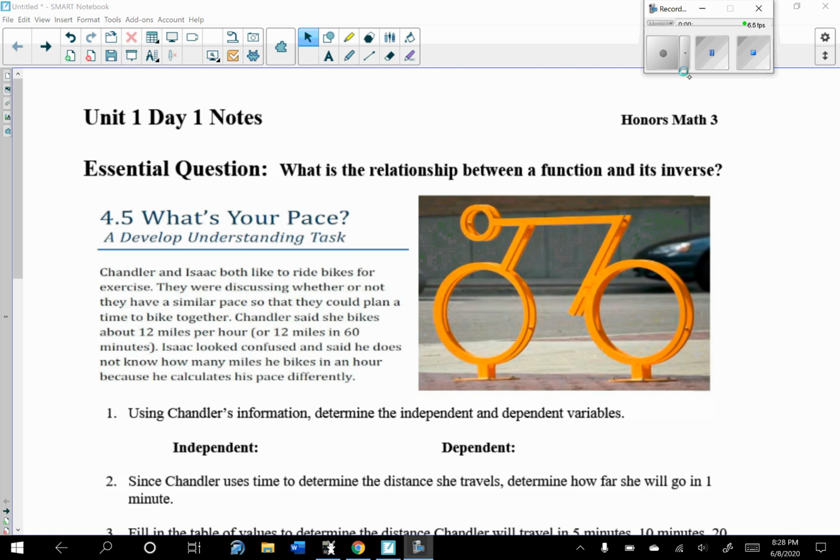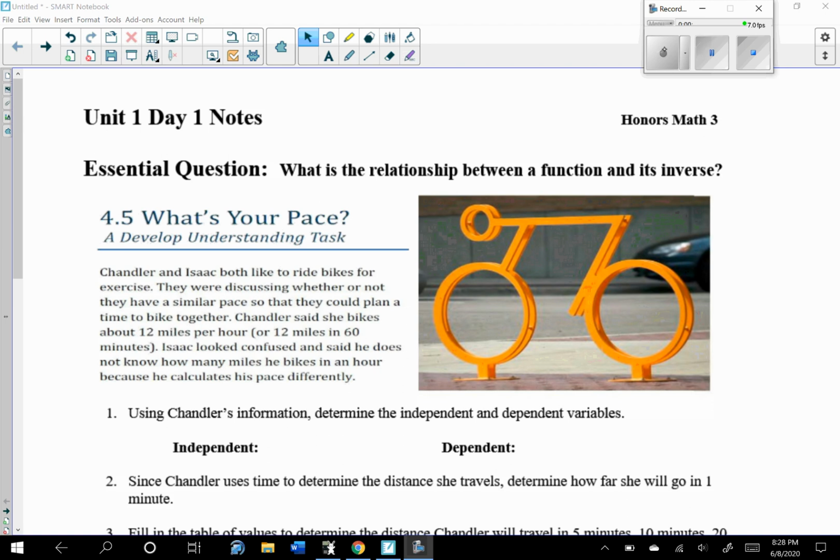So 4.5 says, what's your pace? Chandler and Isaac both like to ride bikes for exercise. They were discussing whether or not they have similar pace so that they could plan a time to bike together. Chandler says that she bikes about 12 miles per hour, or 12 miles in 60 minutes. Isaac looked confused and said he does not know how many miles he bikes in an hour because he calculates his pace differently.